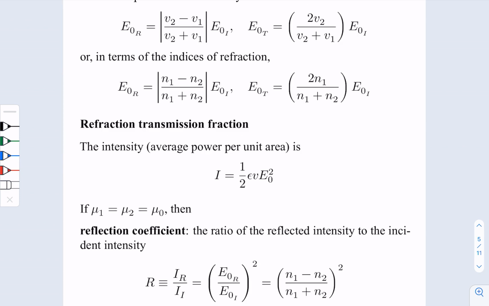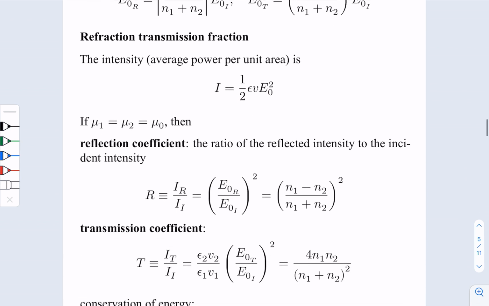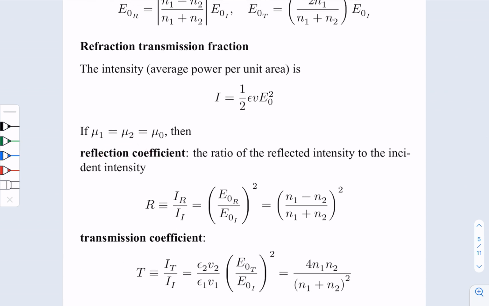From the electric field, we can go one step forward and calculate the intensity. Now, once we get the ratio of the intensities, we can then calculate the quantity called reflection coefficient or transmission coefficient. The reflection coefficient is simply reflecting what percentage of power is being reflected, and the transmission coefficient is simply calculating what percentage of power is being transmitted.